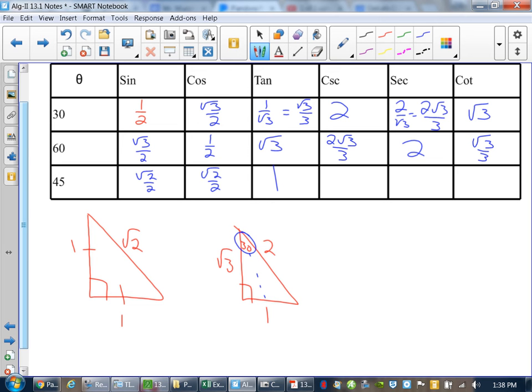So then you start thinking about your inverses. If I go back to the idea before we rationalize this, the sine of 45 was 1 over root 2, which means the cosecant, the inverse, would have been root 2 over 1. Which means the secant would also be root 2. And then last but not least, what's the inverse of 1? 1.